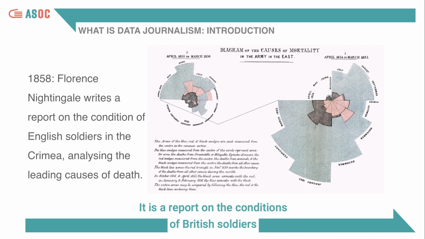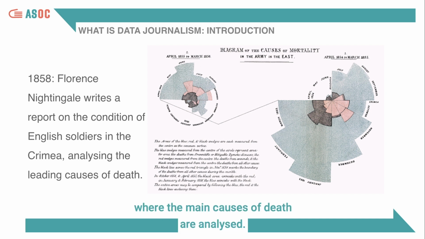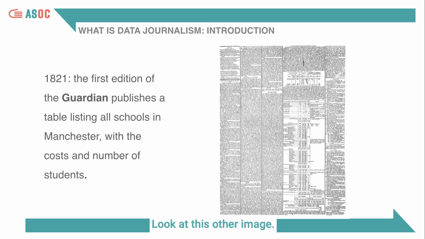It is a report on the conditions of British soldiers during the Crimean War, where the main causes of death are analysed. It is one of the first examples of a pie chart, which was then also published by some press outlets. Look at this other image.